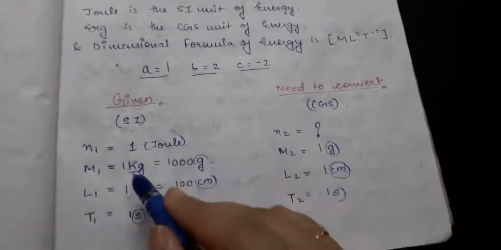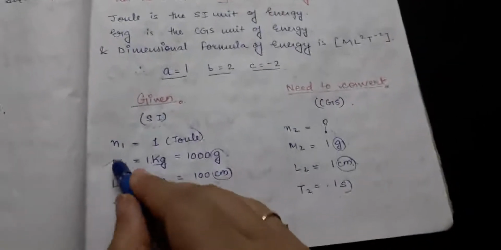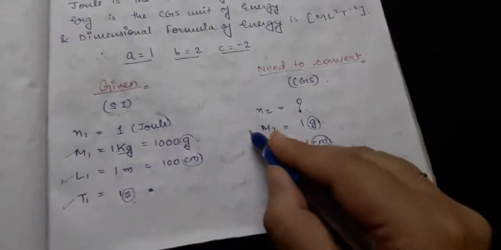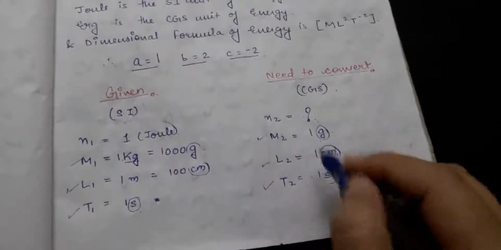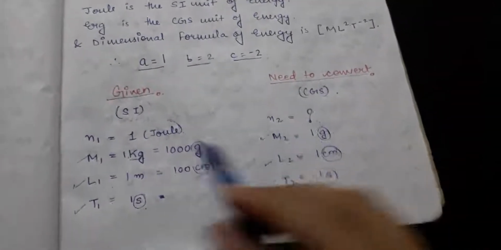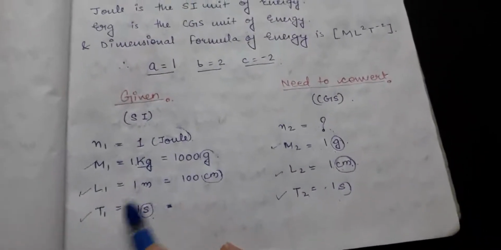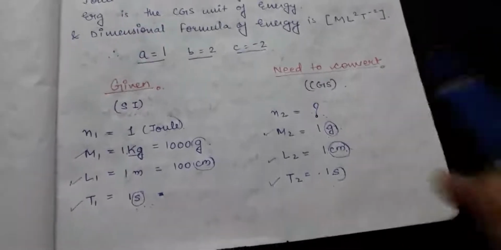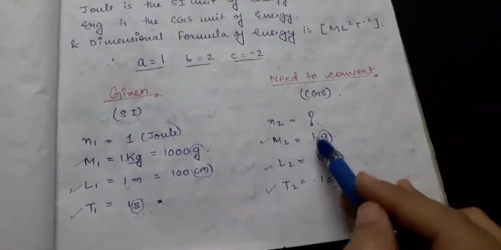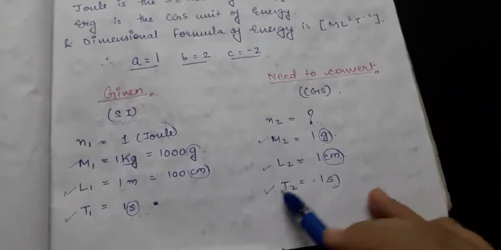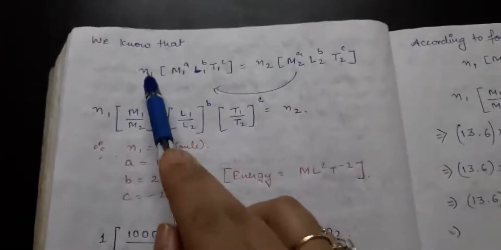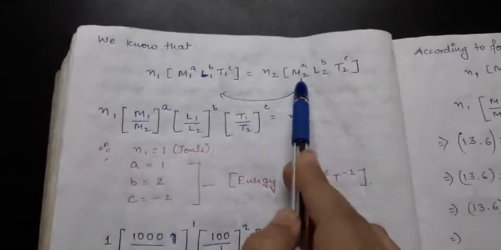Always remember, m1 l1 t1 and m2 l2 t2 will remain constant. This will never change if the system is given to you. In SI you will always take mass as 1 kg, length as 1 meter and time as 1 second, and in CGS you will always take mass as 1 gram, length as 1 centimeter and time as 1 second. Now we know that n1, this is the formula which has been given to you.